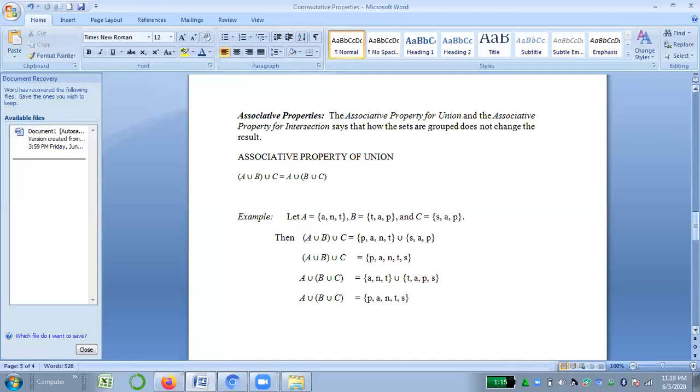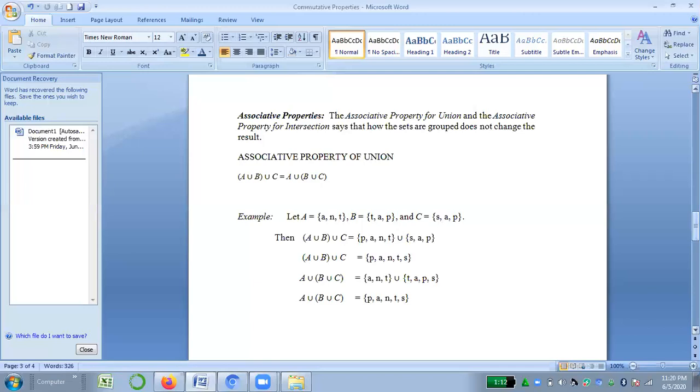The associative property for union and the associative property for intersection says that how the sets are grouped does not change the result. That means A union B, you write first in the bracket A union B, or you can write, as you can see on the right hand side of the property, you can shift the bracket onto B and C. So the shifting of bracket will not change the answer.